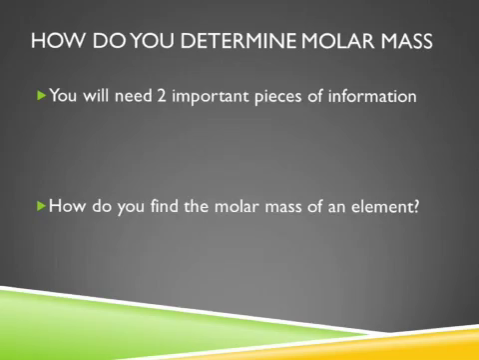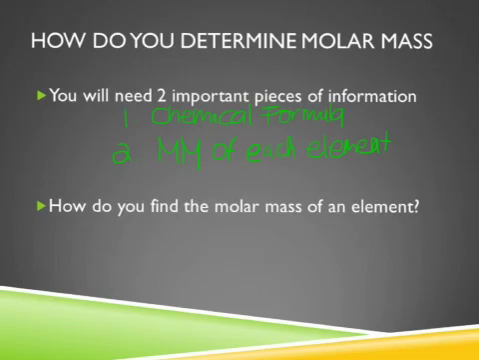There are going to be 2 pieces of information that you really need to know in order to determine the molar mass. The first thing is you need to know the chemical formula. For example, the chemical formula for water is H2O. And the second thing you need to know is the molar mass of each element. So in the example of water, you're going to need to know the molar mass for hydrogen and the molar mass for oxygen.